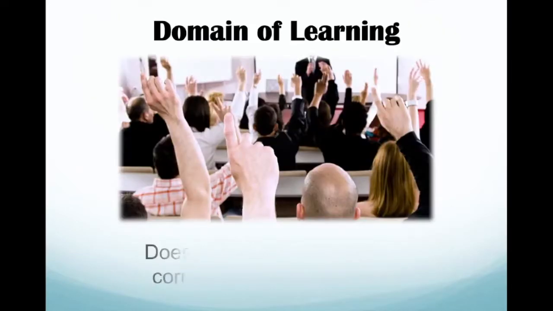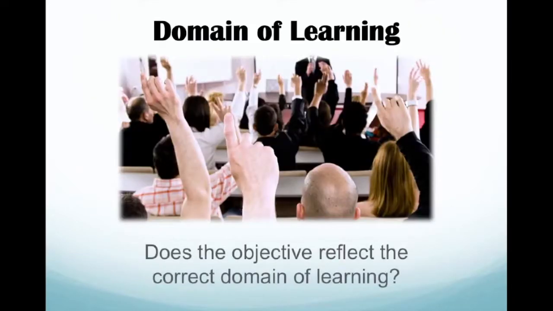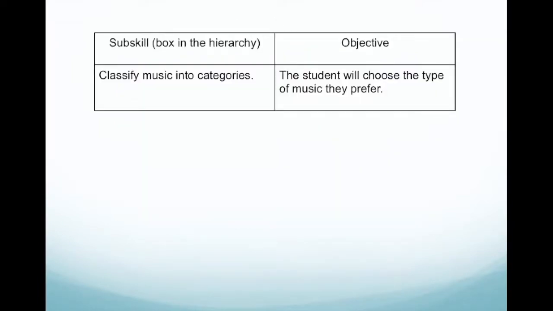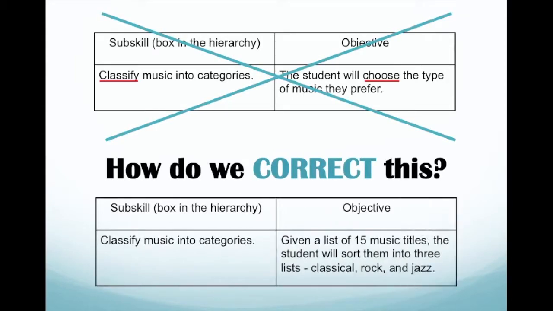Let's now look at the domain of learning. Does the objective reflect the correct domain of learning? There are certain words that we tend to use for each domain. Let's look. Classify. Choose. They don't seem to match. Classify would indicate that it's an intellectual skill, while choose would indicate that it's in the affective domain, or it's an attitude. How can we correct this? Okay, let's look at it now. Classify the music into categories, and we will sort them. Sorting is a form of classifying, so that would be fine. You could also easily use the word classify.